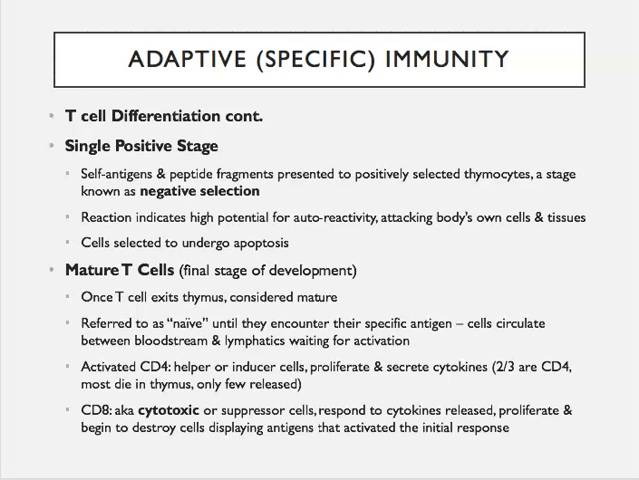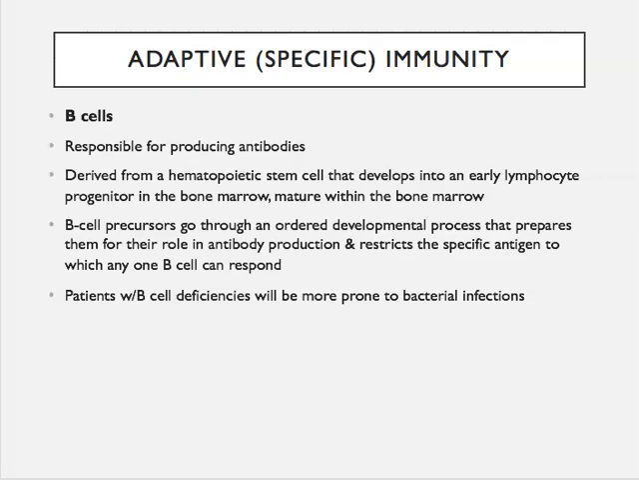Activated CD4, these are going to be helper or inducer cells, which will proliferate and secrete cytokines. And then your CD8, also known as cytotoxic or suppressor cells, respond to those cytokines that have been released. Then they proliferate and begin to destroy cells that display the antigens that activated that initial response. Two thirds of your peripheral T cells are CD4. Most of them are going to die in the thymus. Not that many of them actually get released.